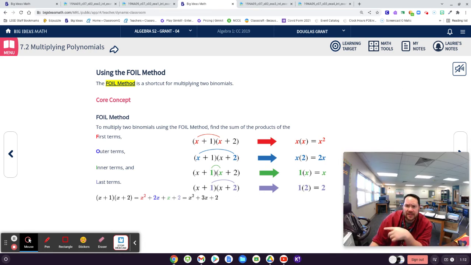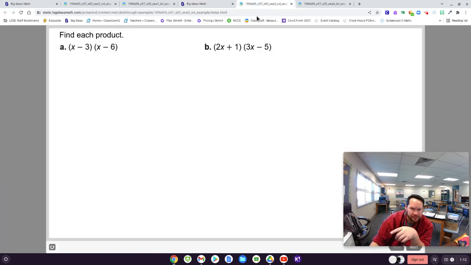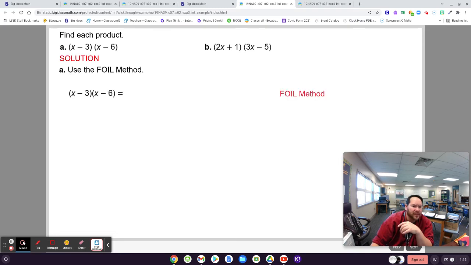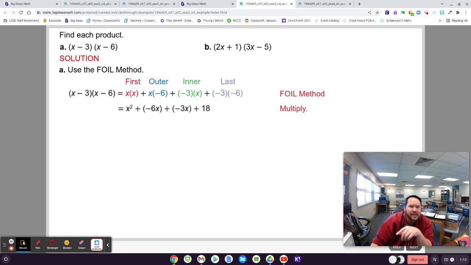All right, now I'm going to speed this along now that you've taken great notes. So figure out what the product is for A here in any method. Area model, FOIL, vertical, horizontal, whatever you want to do. Just get the product for this one here and we'll go through it. All right, so they're using FOIL. Multiply the x's, then you multiply the x and negative 6, the negative 3 and the x, and the negative 3 and the negative 6, which makes a positive 18. Combine your like terms, and hopefully you got x squared minus 9x plus 18.